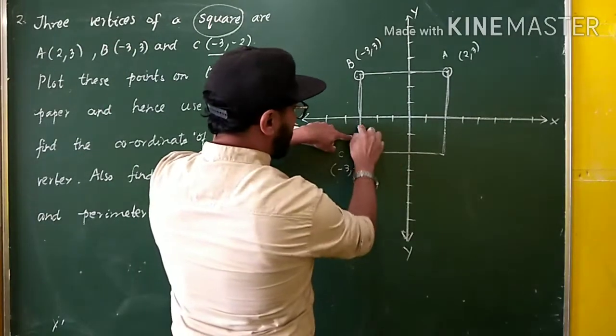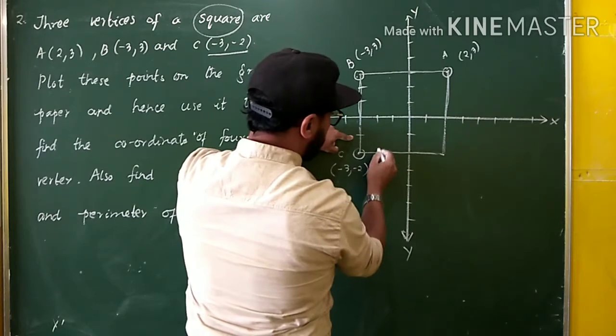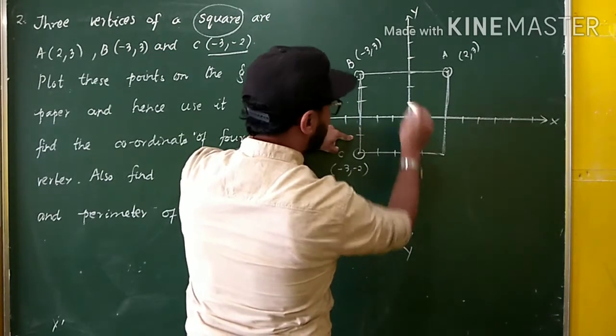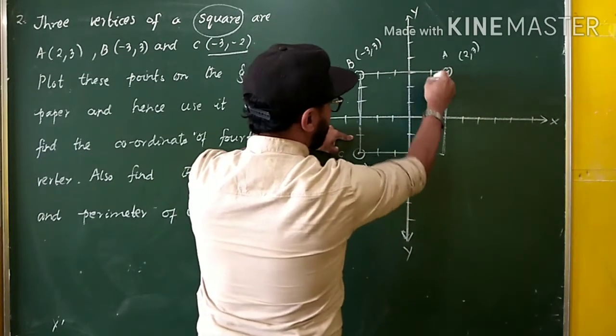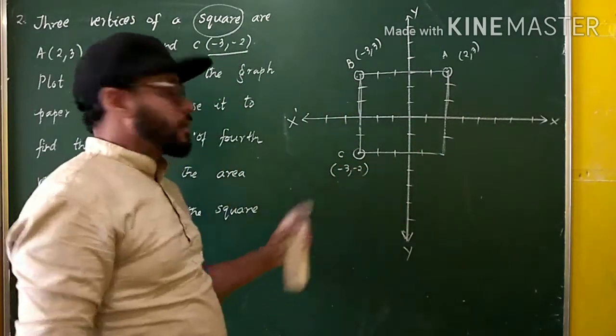Now here it is 1, 2, 3, 4, 5. Now here it is 1, 2, 3, 4, 5. So here it is 1, 2, 3, 4, 5, and here it is 1, 2, 3, 4, 5. So this is a square.